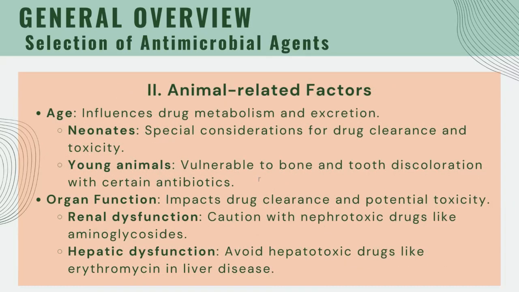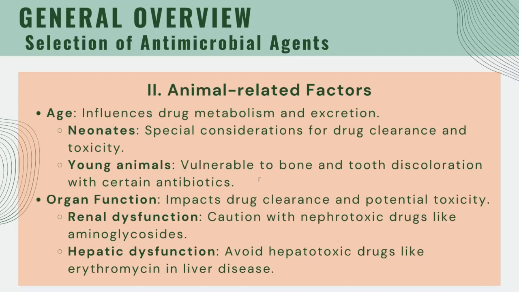Next are the animal-related factors. Age determines pharmacokinetic properties of the drug. Aminoglycosides are excreted slowly in old animals because of poor renal function, and therefore a full dose of the drug may cause toxicity. Newborns cannot metabolize and excrete chloramphenicol because of deficiency of metabolizing enzyme and cause fatal gray baby syndrome. Tetracyclines are contraindicated in young animals and children as they accumulate in developing teeth and bones.